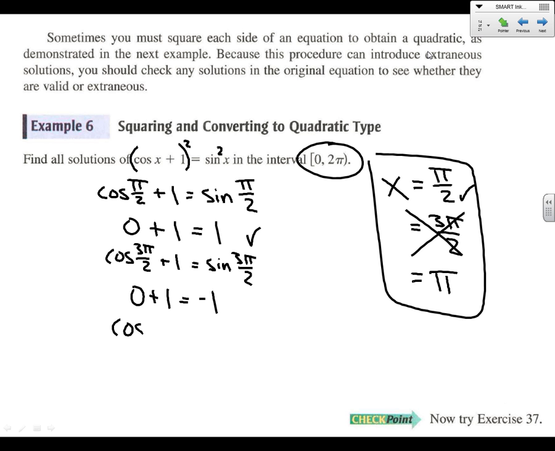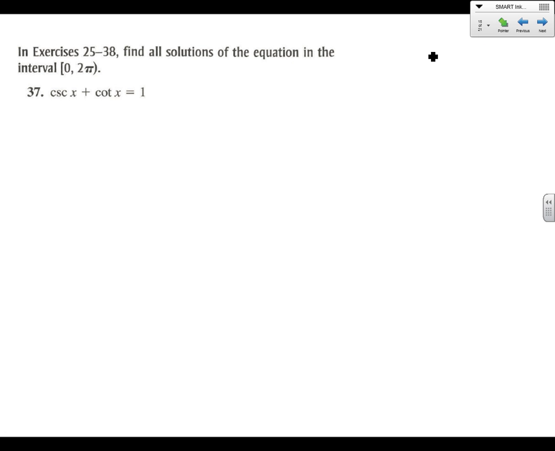Cosine of pi plus 1 equals the sine of pi. Cosine of pi is going to be negative 1. The sine at pi is 0. That one does check out. So we have one extraneous solution here. See if you can figure out 37 and check for any extraneous solutions.